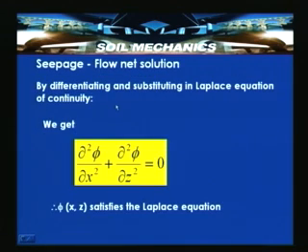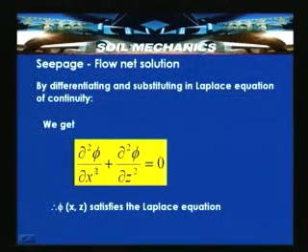Now, by differentiating equations A and B and substituting in the Laplace equation of continuity. For two dimensional flow, we have defined that the Laplace equation of continuity is ∂²h/∂x² + ∂²h/∂z² = 0. Substituting equations A and B after differentiating, we get ∂²φ/∂x² + ∂²φ/∂z² = 0. So, this indicates that the potential function we have considered, φ(x,z), satisfies the Laplace equation of continuity.